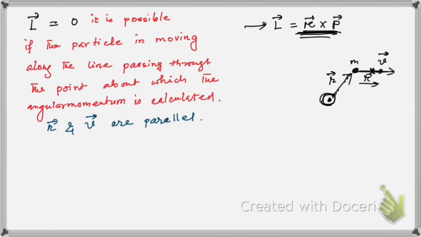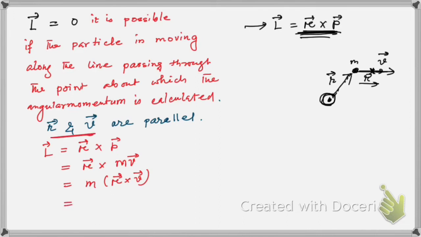So now here you see, let me write this also. L is equal to r cross linear momentum p, which can be written as r cross m into v. So m can be written outside, so you can write r cross v. If these two are parallel, then only it can be 0, that is, r parallel to vector v. So hope you have understood this. Now let's move on to the next question.